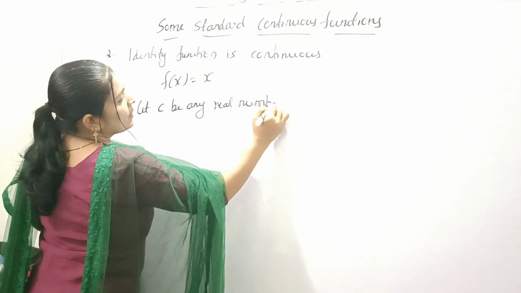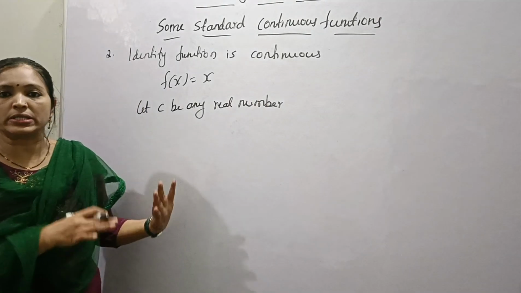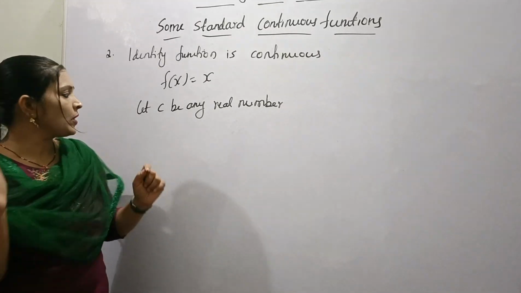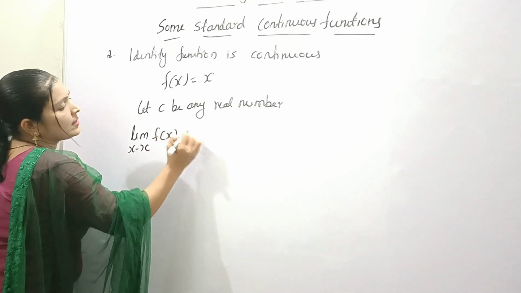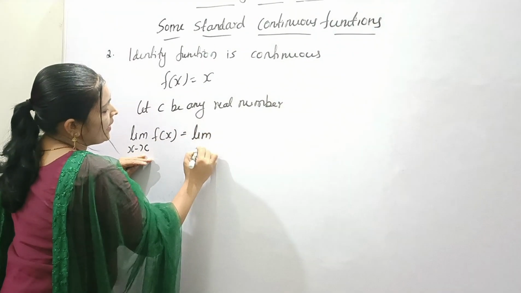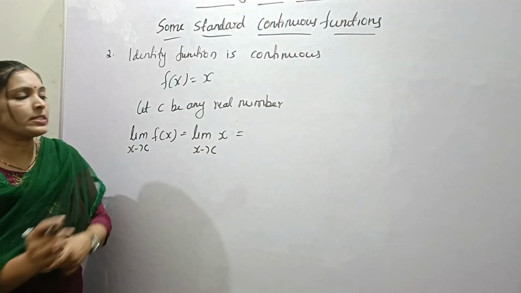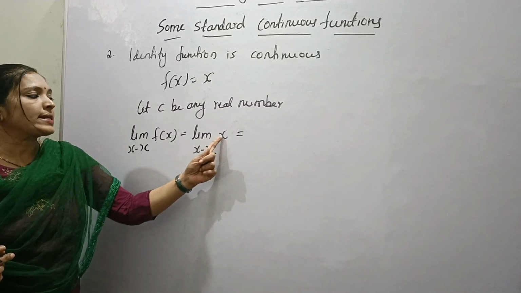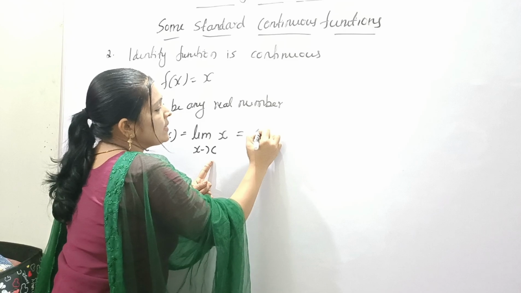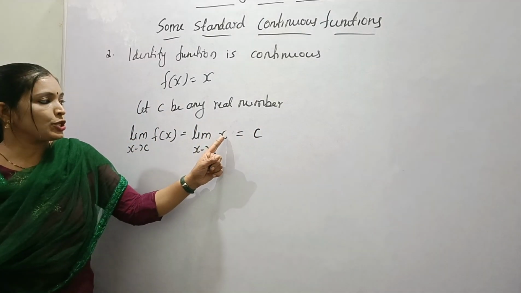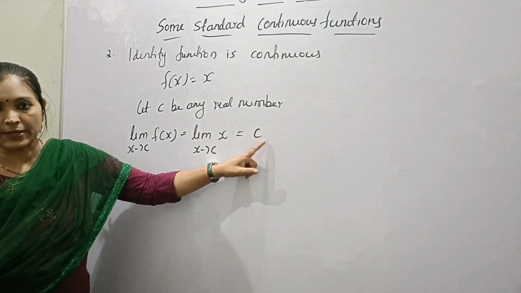And here also we have to prove limit x tends to c, f of x is equal to f of c. So what is limit x tends to c, f of x? That is nothing but x. Now limit x tends to c, x: substitute x is equal to c. So limit x tends to c, x is equal to c.